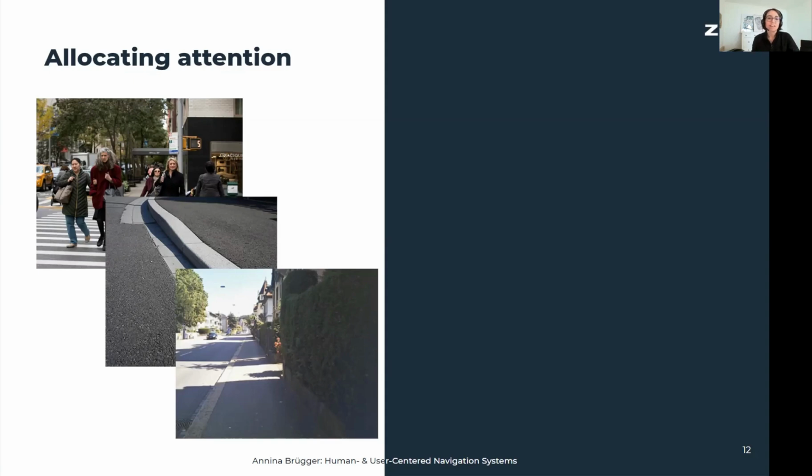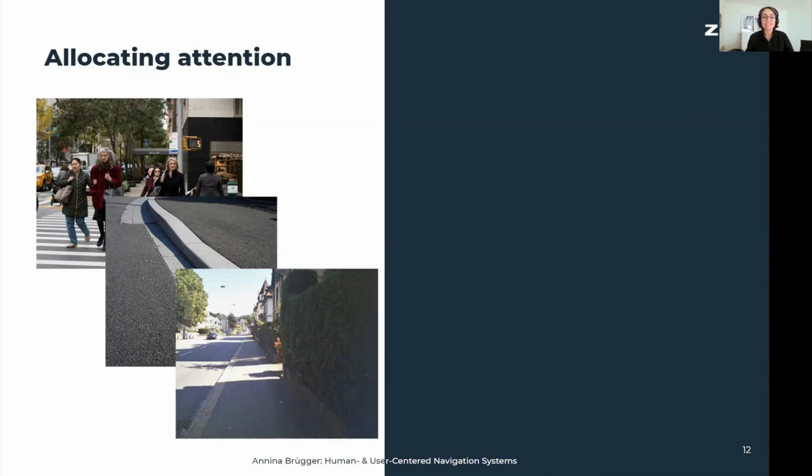So urban planning and design here, for example, in that example you see for pedestrians, it has an influence on allocating attention during navigation tasks and should therefore be part of studying navigation systems, as it's just very different and features different problems.